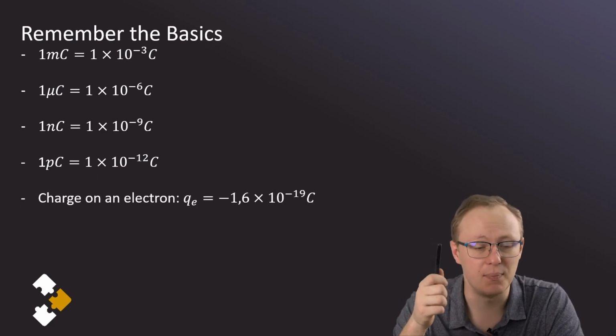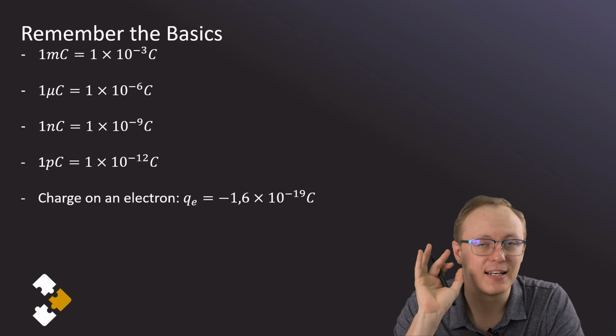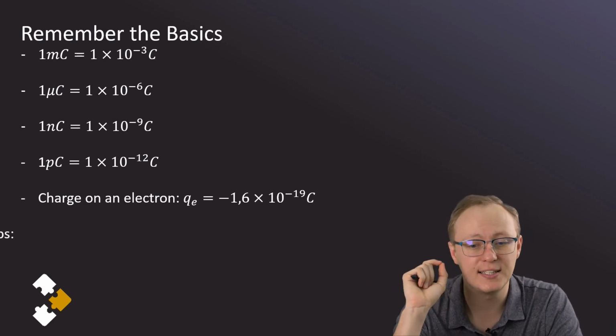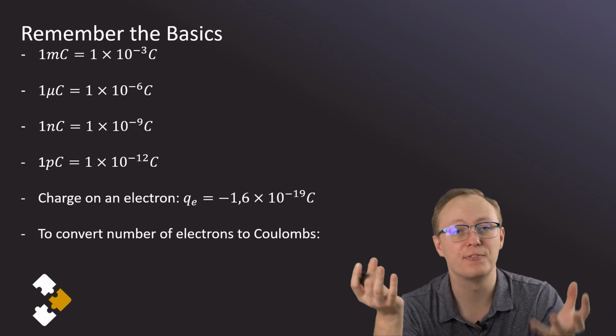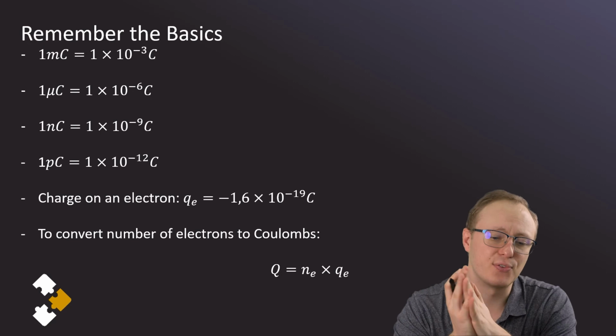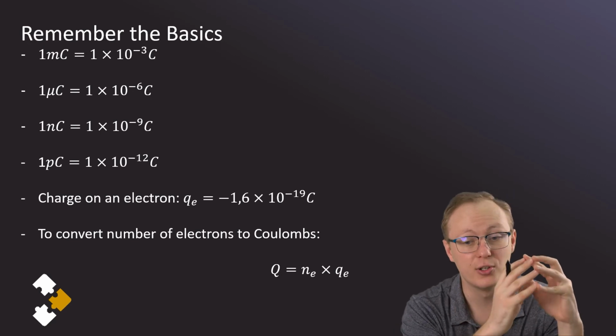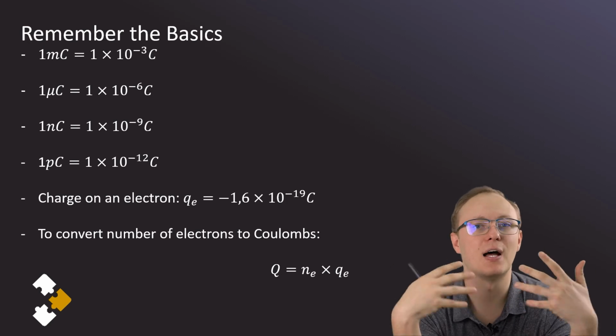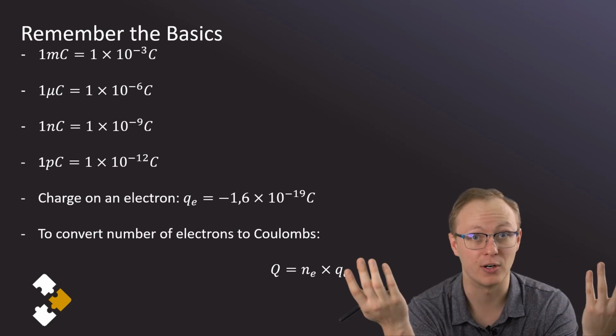Something else we need to keep in mind is that the charge on an electron is negative 1.6 times 10 to the negative 19 coulombs. And if we want to convert the number of electrons to coulombs of charge, we just use this formula: the charge in coulombs, big Q, is equal to the number of electrons multiplied by the charge on an electron.